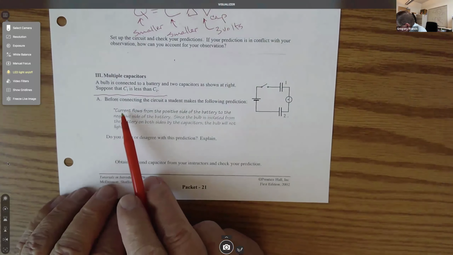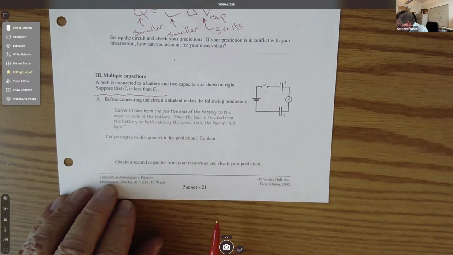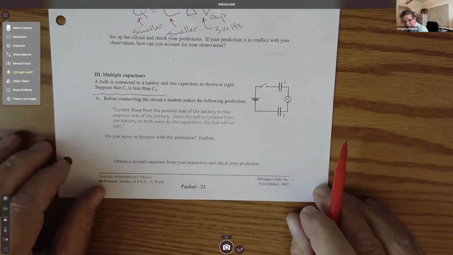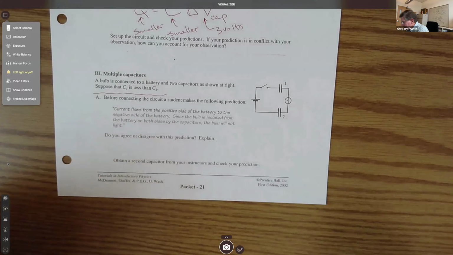And so let's listen to this argument by the student. Current flows from the positive side of the battery to the negative side of the battery. Since the bulb is isolated from the battery on both sides by the capacitors, the bulb will not light. Well, again, I want you to think about what you think about that statement. I know the answer, and so I'm not going to spend much time puzzling over it.